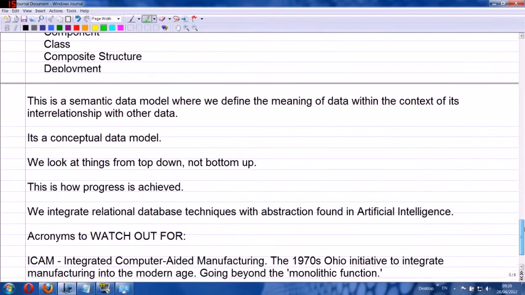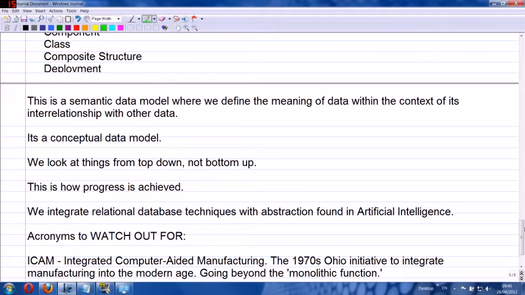What else have we written? This is a semantic data model, where we define the meaning of data within the context of its interrelationship with other data. So with semantic data models, it's all to do with interrelationships, as in fact propositional logic is, first order predicate logic is, and I suppose electronic logic. There are many types of logic when you really look into it. Lots of other abstract ones that I haven't covered.